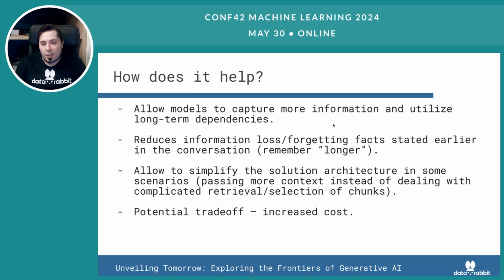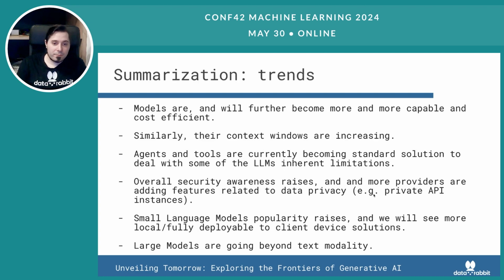So just recapping, it allows us to capture more information utilizing long-term dependencies. Also, in many cases, the one thing that I haven't talked about is that maybe it allows us to get rid of this RAG component, this retrieval component. This might simplify the architecture, right? Because in the past, we needed multiple steps for those RAGs. On the other hand, trade-off, it may increase the cost. But it depends on the use case, right? There's no universal answer, but something to always consider.